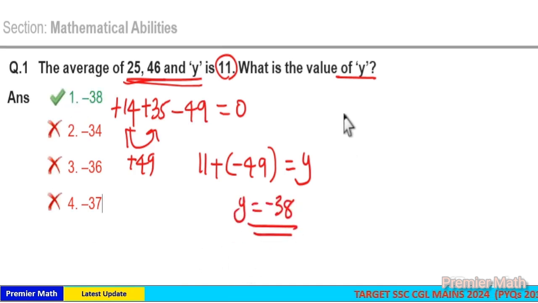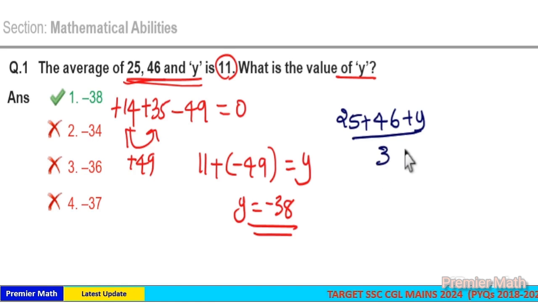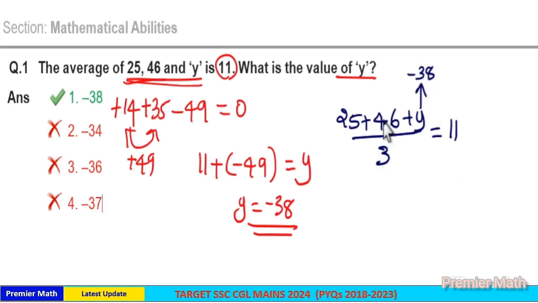That is, here the sum of values is 25 plus 46 plus y divided by the total number of values, which is 3. So the average of three numbers is 11 here. Now to balance this equation, y should be minus 38. If you calculate this way, you will get y as minus 38. Same concept is applying here. That is, the total increment should be equal to 0 because we considered the average as 11. We already considered the average as 11, so the sum of increments should be 0 here.